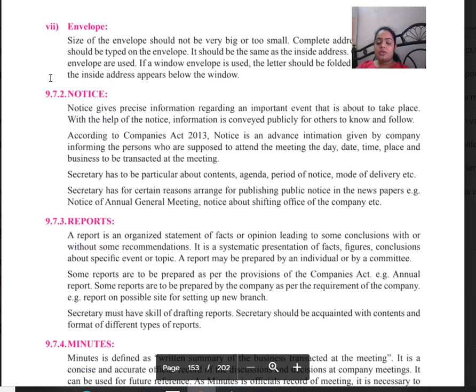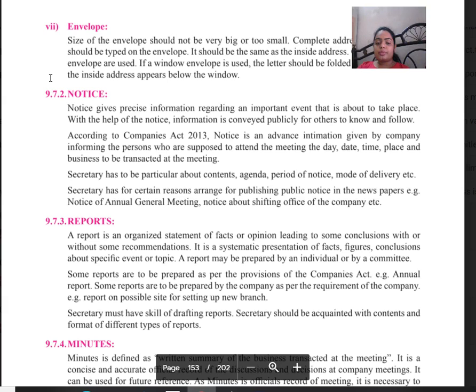Then notice. A notice gives precise information regarding an important event that is about to take place. With the help of the notice, information is conveyed publicly for others to know and follow. According to the Companies Act 2013, notice is an advance intimation given by the company to the persons who are supposed to attend the meeting, giving the date, time, place, and business to be transacted at the meeting.